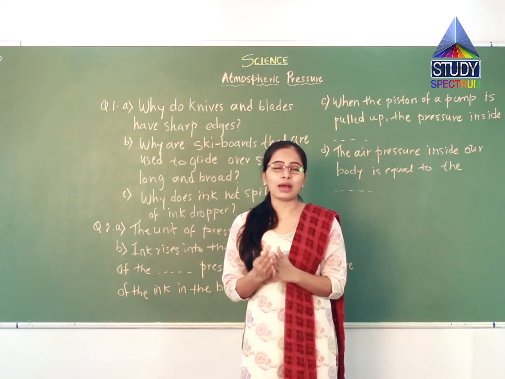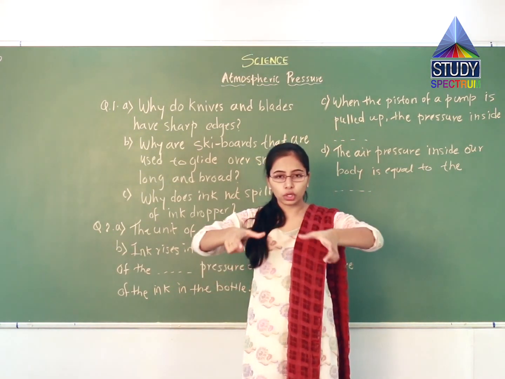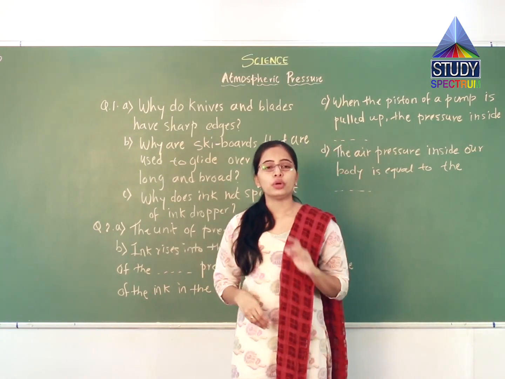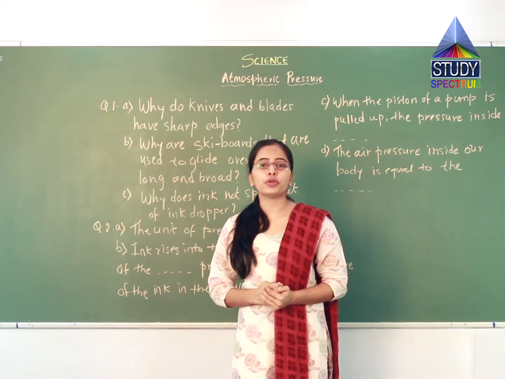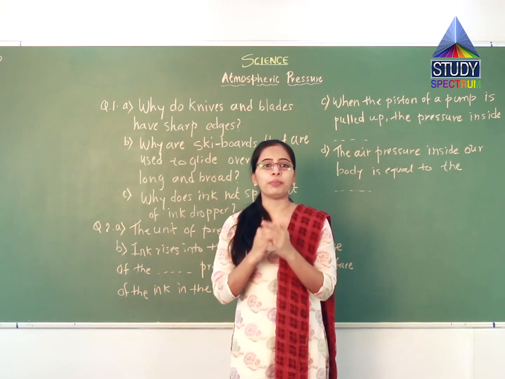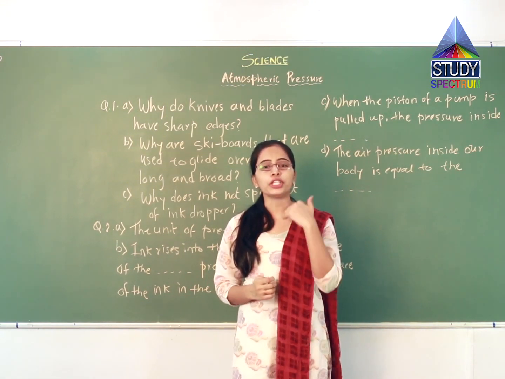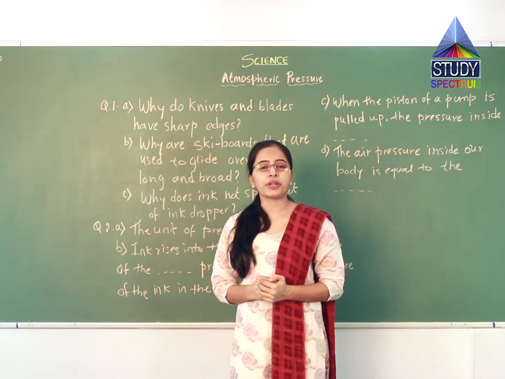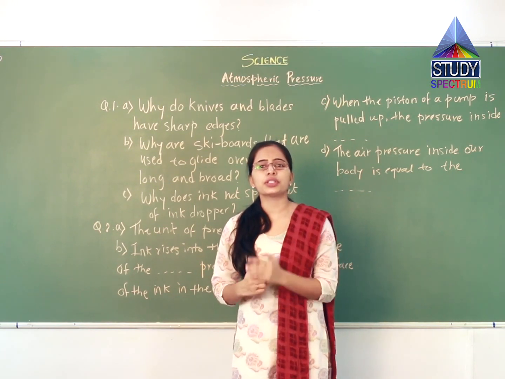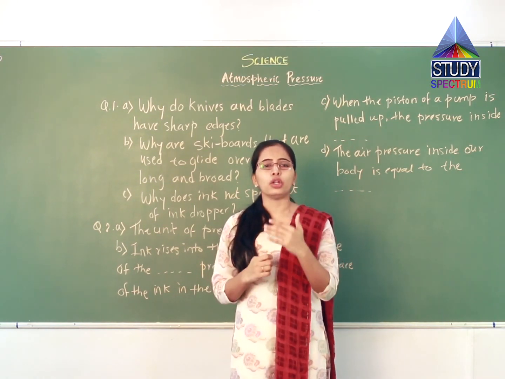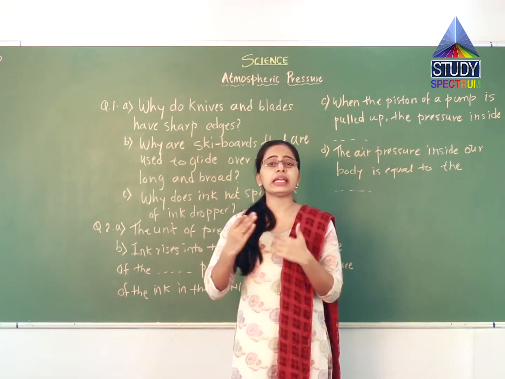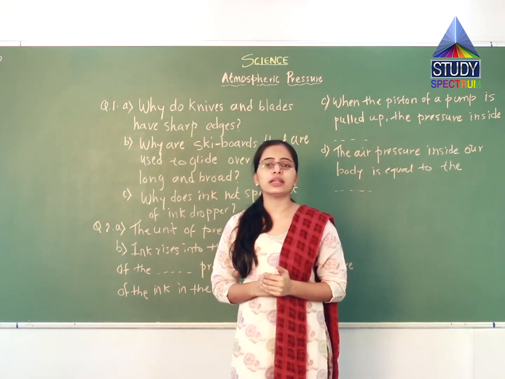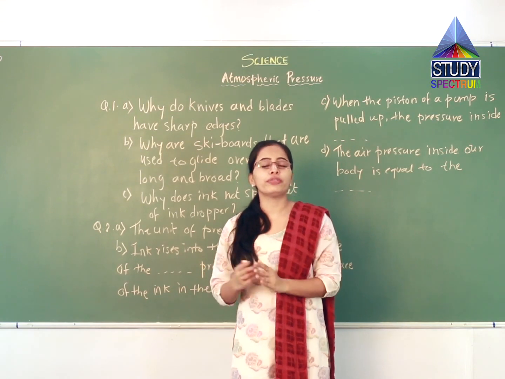You have seen it on TV. They have long areas, meaning they are longer and broader also. So you will write the answer here. The pressure produced by a given force depends upon the surface area on which the force acts. The greater the surface area, the lesser is the pressure produced. The skis used to slide over the snow are long and broad so that the area is increased and hence pressure is decreased. This makes it easier to slide over snow without falling down.